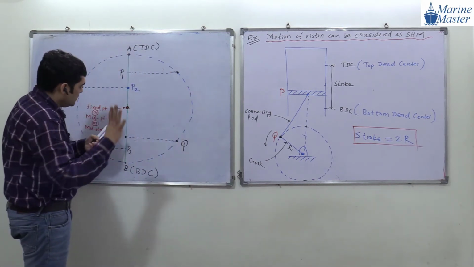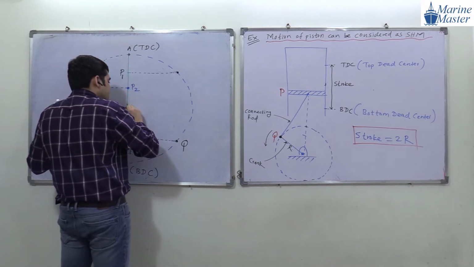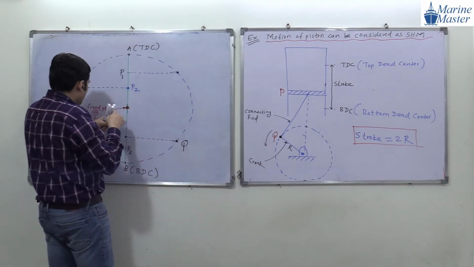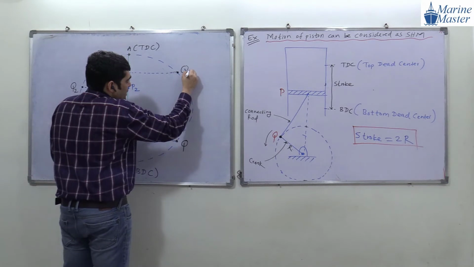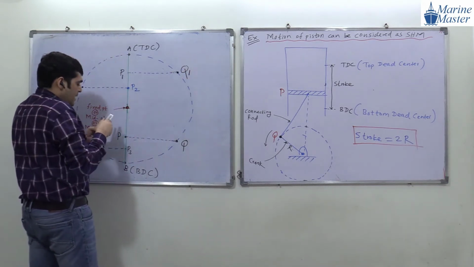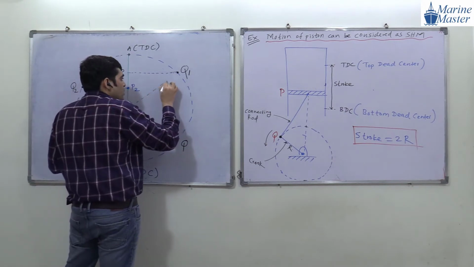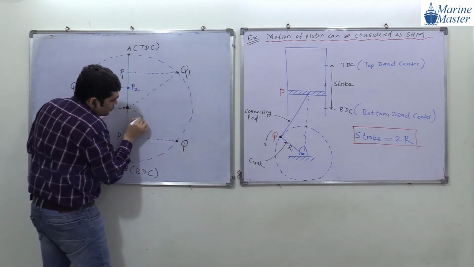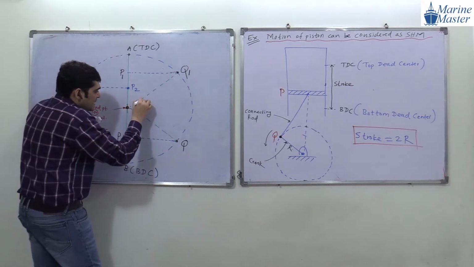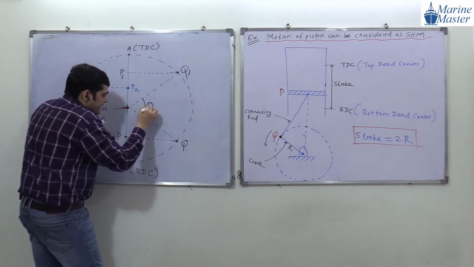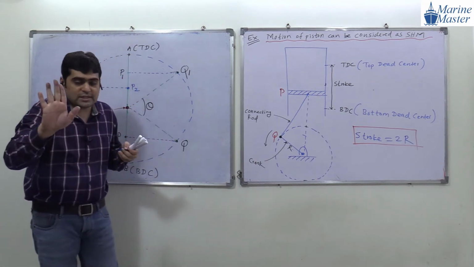Suppose the angle covered with respect to the center, as our piston goes from this point to our Q1 point. Everyone try to understand the scenario. Here I am going to draw one dotted line, and this angle covered is theta.